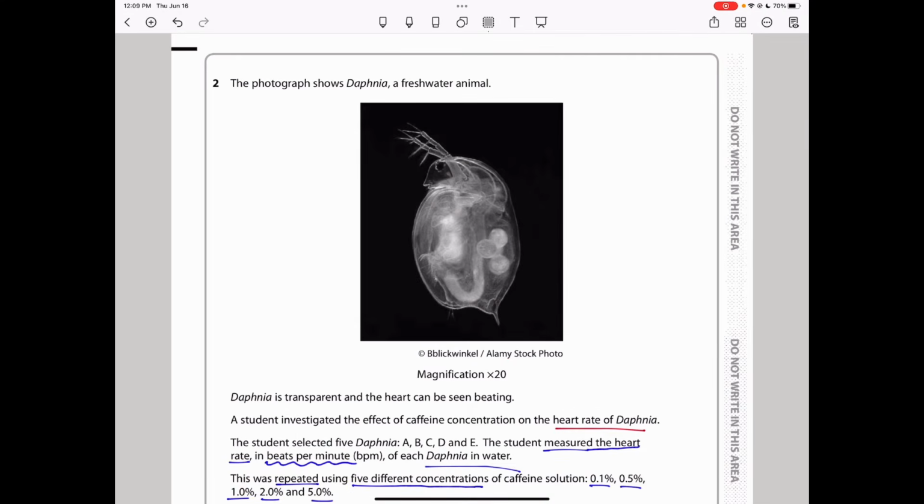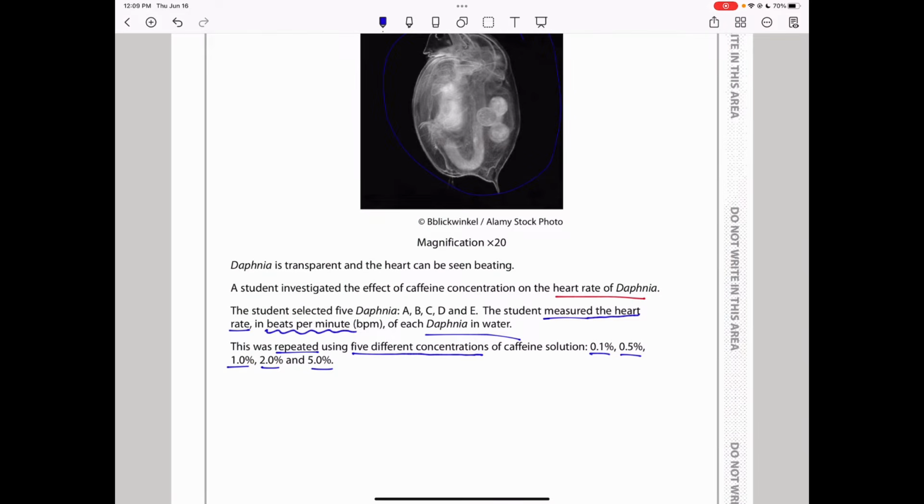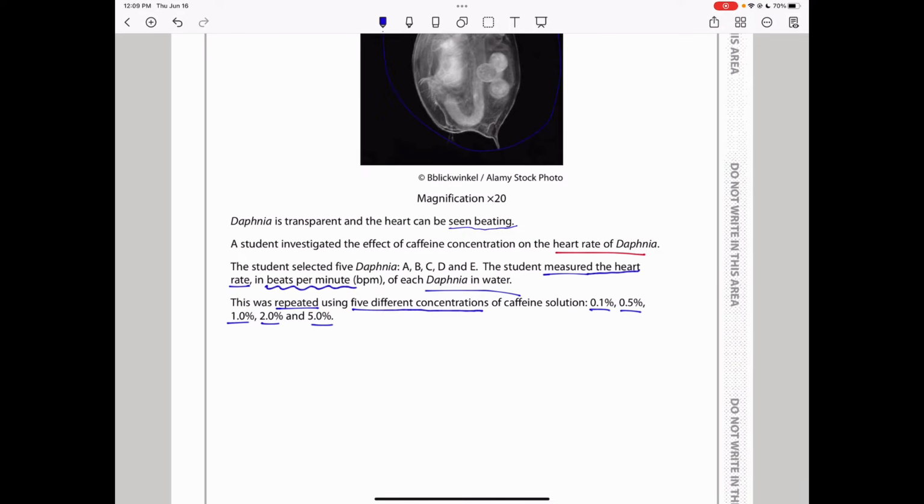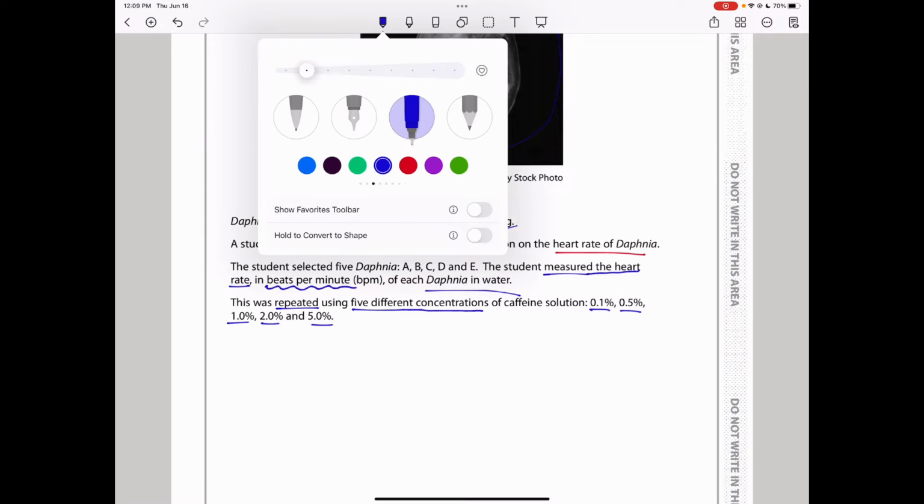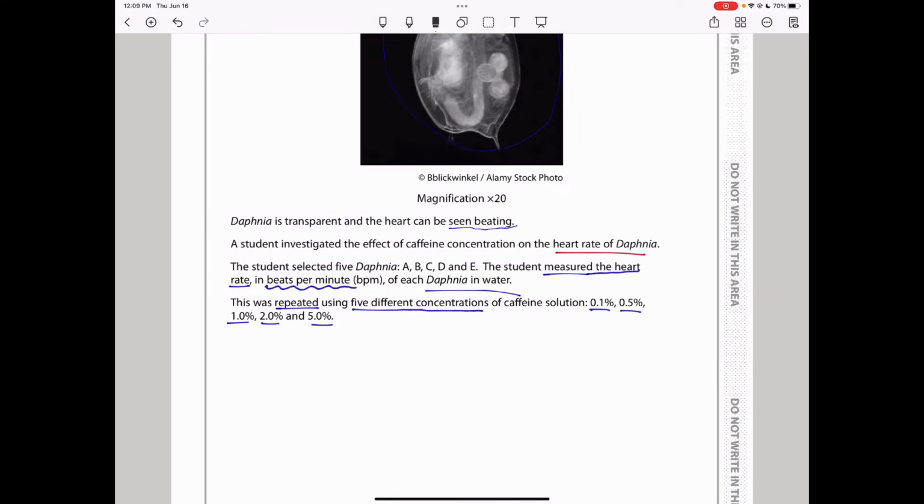Question 2, the photograph shows Daphnia, a freshwater animal. This is the Daphnia we're looking at. Daphnia is transparent and the heart can be seen beating. So we can see the heart of this beat. So we're going to see a student investigated the effect of caffeine concentration on the heart rate of Daphnia. If we are investigating caffeine concentration, it means we are going to change the concentration of caffeine. So this one here is going to be the independent variable. And then the heart rate of Daphnia, we're going to see how the heart rate is going to be changed.